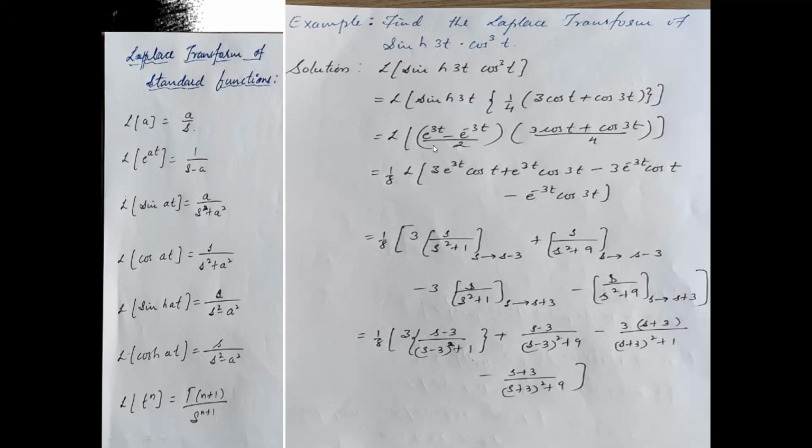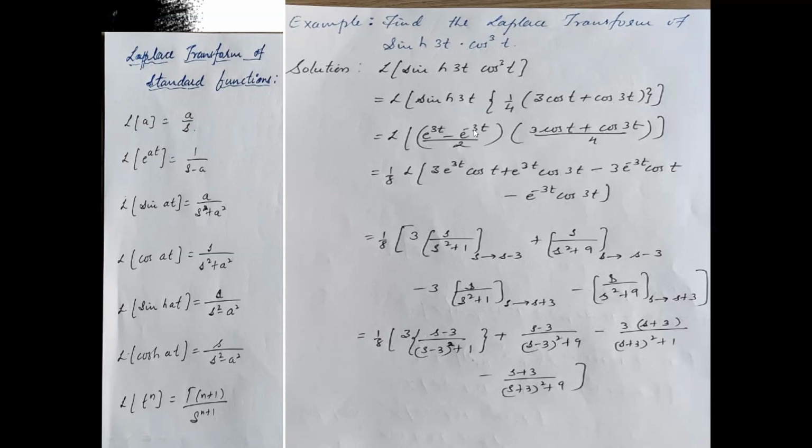Now let us take the product. We'll open this bracket. So it is Laplace transform outside. It is e raised to 3t into 3 cos t. So it is 3 times e raised to 3t into cos t. Second term, it is e raised to 3t into cos 3t. Next we have this term, minus e raised to minus 3t into 3 cos t. 3 is written first, minus outside here, e raised to minus 3t into cos t.